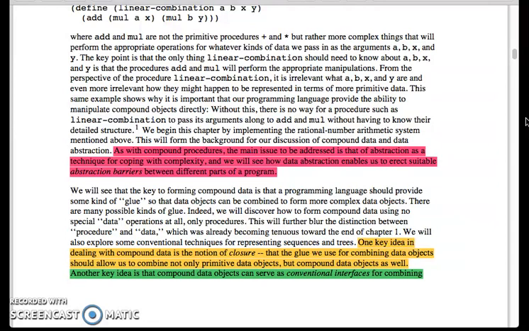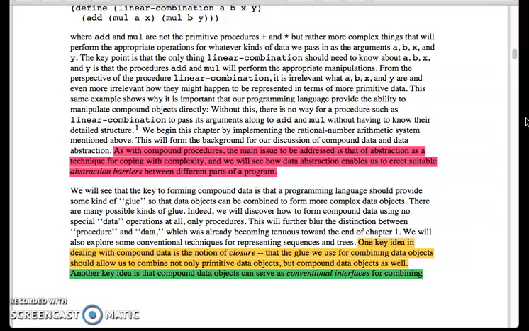This same example shows why it is important that our programming language provide the ability to manipulate compound objects directly. Without this, there is no way for a procedure such as linear combination to pass arguments along to add and mul without having to know their detailed structure. We begin this chapter by implementing the rational number arithmetic system mentioned above. This will form the background for our discussion of compound data and data abstraction.